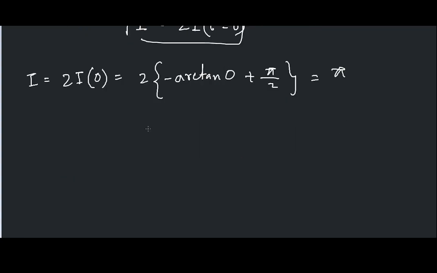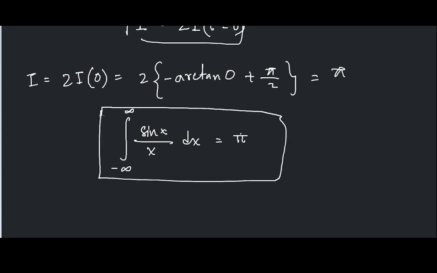So we have that the integral from negative infinity to positive infinity, and wow, that was a nice integral, of sin x over x dx equals pi. This is the Dirichlet integral solved using Feynman's technique. Thank you.